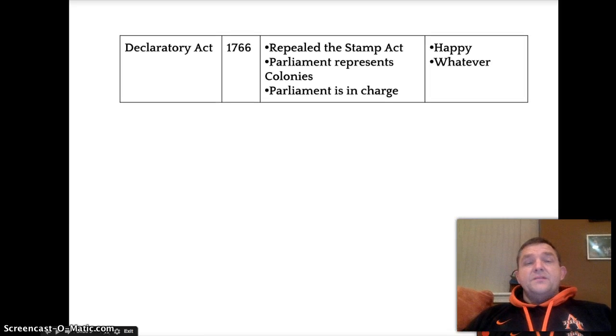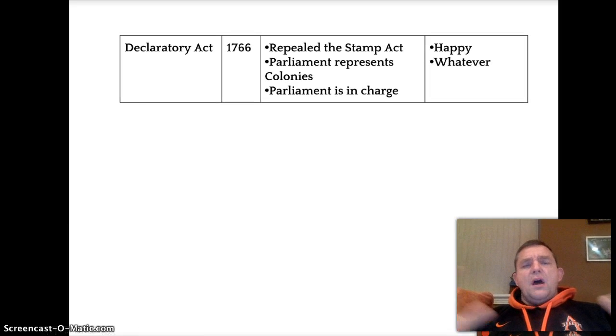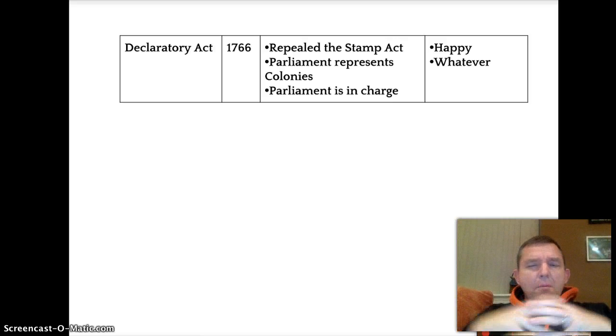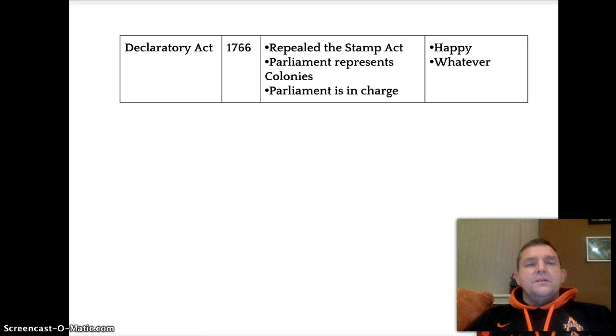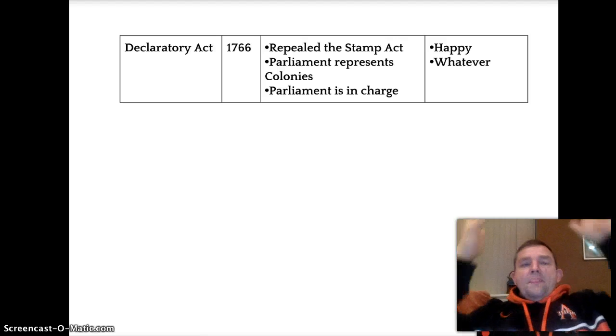So then in 1766, after much hand-wringing and finagling and politics and whatnot, the British decide to repeal the Stamp Act. To repeal a Stamp Act simply means it's no longer valid. So they repeal the Stamp Act. Colonists are like, awesome, we're happy. That's cool. Whatever. We don't care what you say.